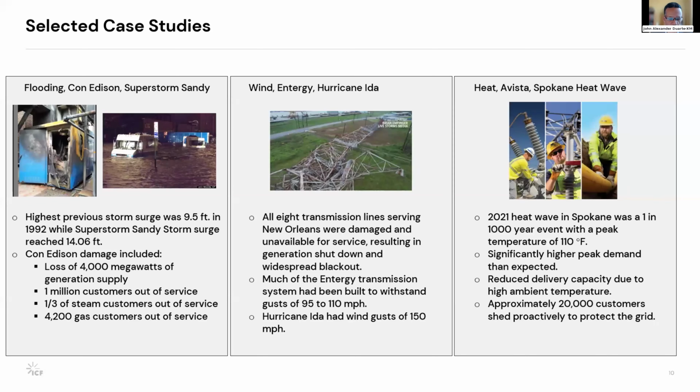So 3 examples here tying into what we've talked about. And those are my slides. I will come out of sharing and turn it back over to Morgan.